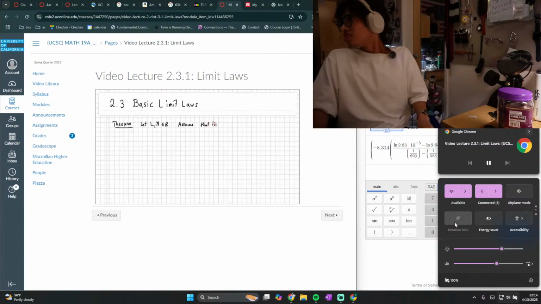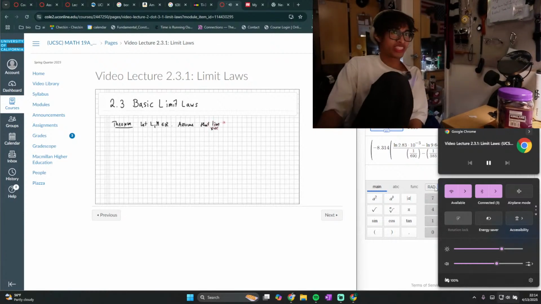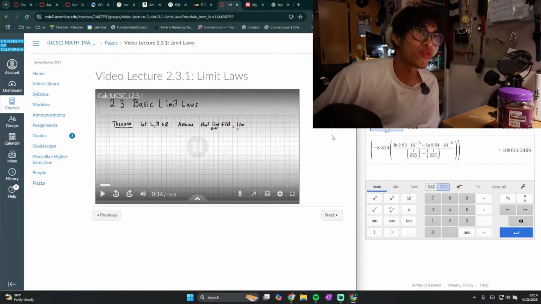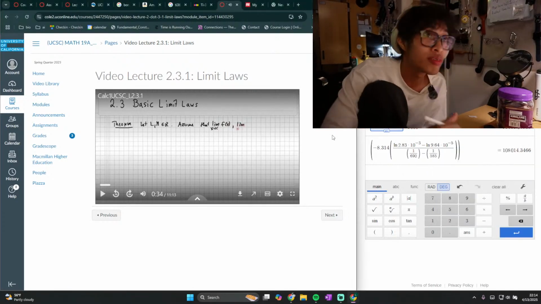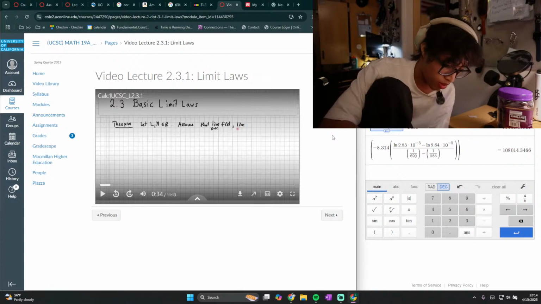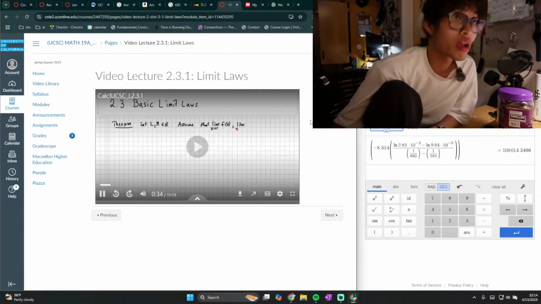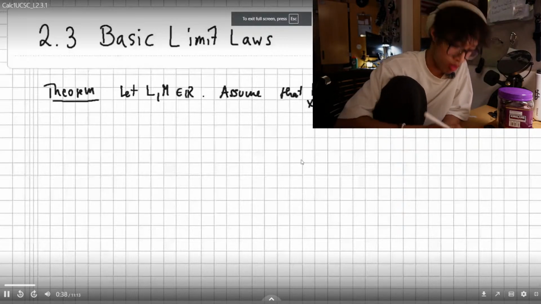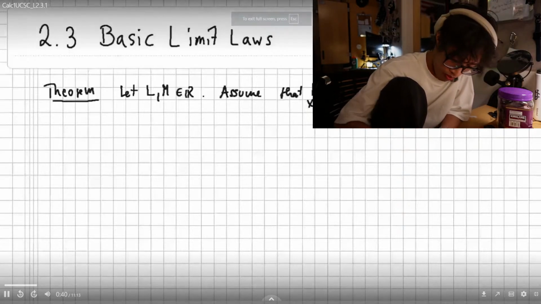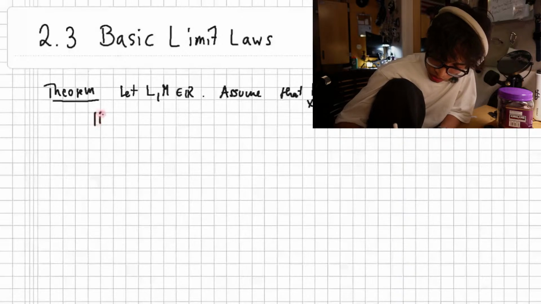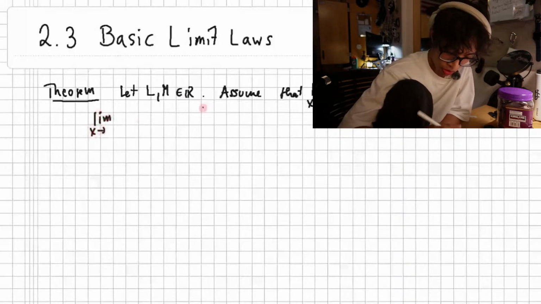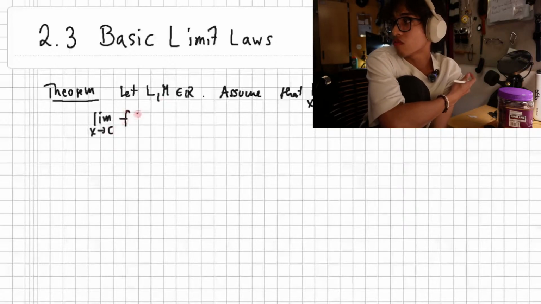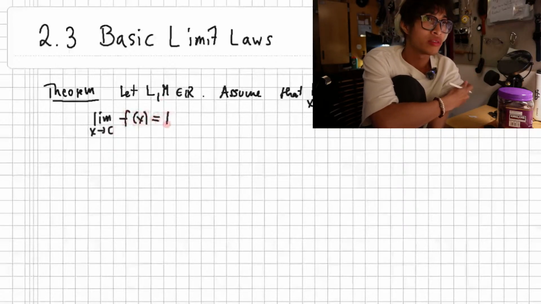that the limit as x approaches c of the function f of x, and the limit as x approaches c of the function g of x exist, and in fact we know their value, and they are going to be simply L and M. So the limit as x approaches c of the function f of x is equal to L.